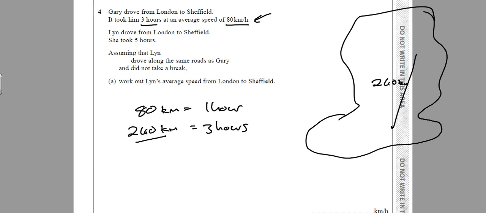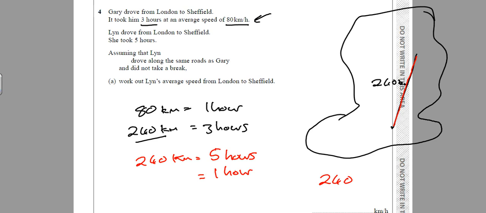Lynn also drove from London to Sheffield, and she took 5 hours. So she's going to do the same journey. It's going to take her 5 hours. So therefore, for Lynn, 240 kilometres equals 5 hours. Assuming that Lynn drove along the same roads and she did not take a break, work out her average speed. So if she goes 240 kilometres in 5 hours, average speed is how many kilometres you go in 1 hour. So I'll do 240 divided by 5.